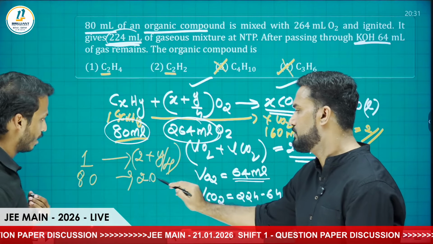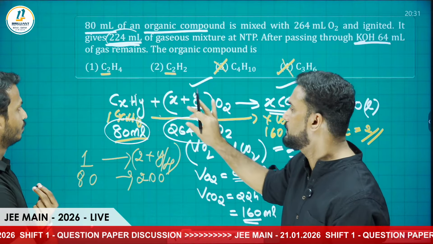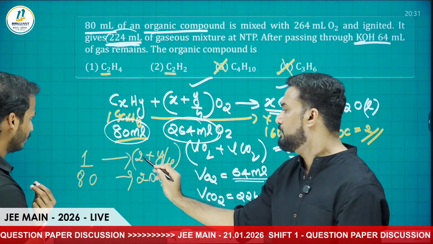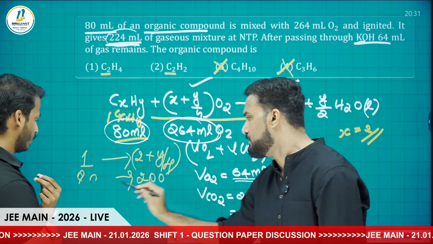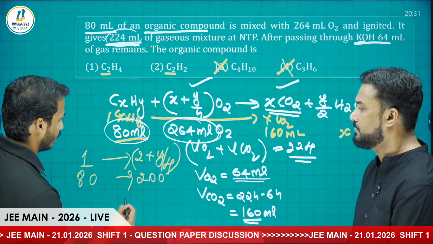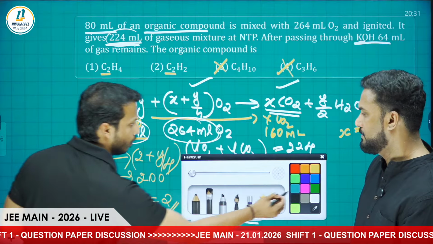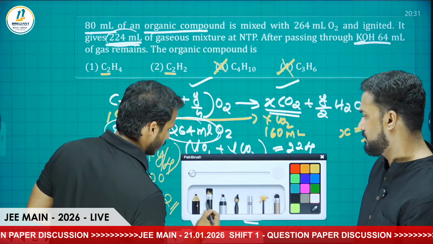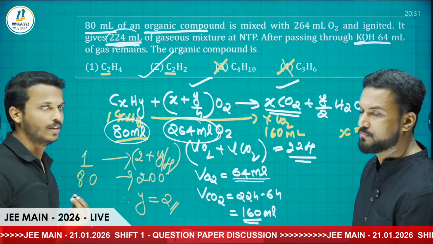Because oxygen we are connecting with the hydrocarbon, not with carbon dioxide. Then 1 will give 2 plus y by 4, then 80 will give 200. So 2 plus y by 4 you can find out, and when you substitute it, you will get the y value equal to 2. So the option is C2H2, that will be the answer.